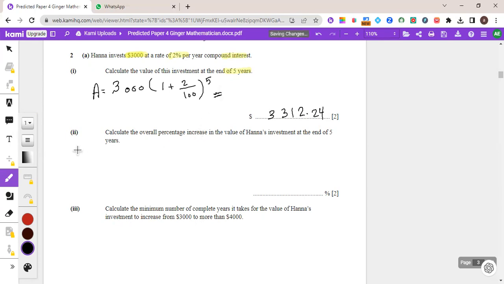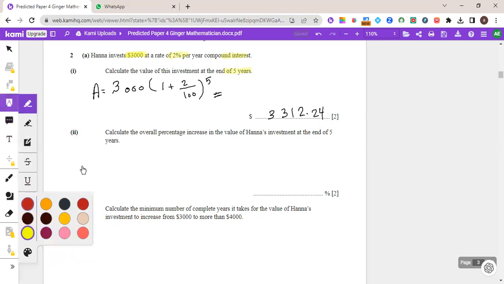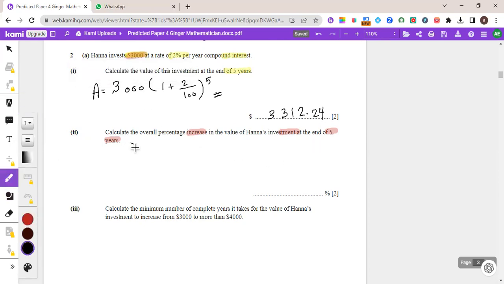Okay. Question: calculate the overall percentage increase in the value of Hannah's investment at the end of 5 years. So in the beginning, it was 3,000. After 5 years, the amount is 3312.24. What is the amount increase?